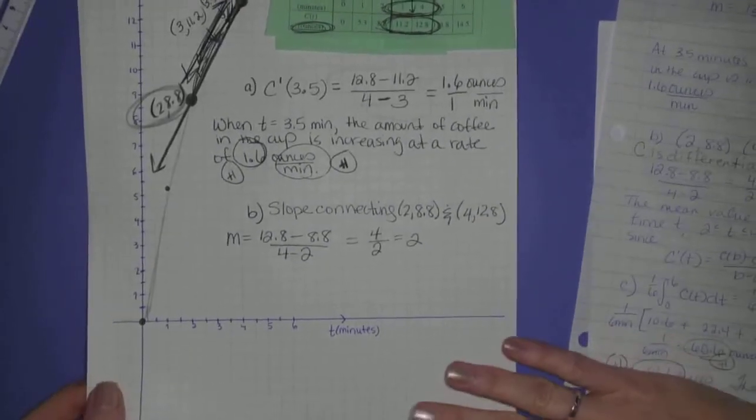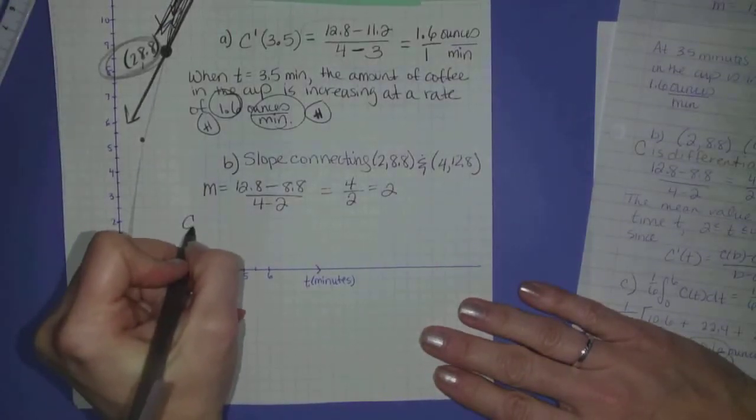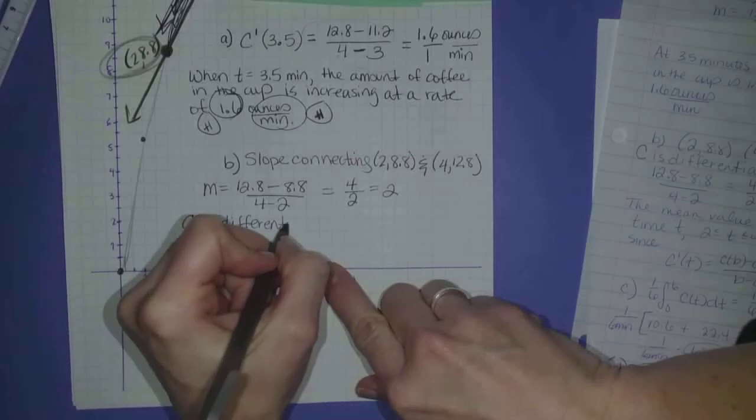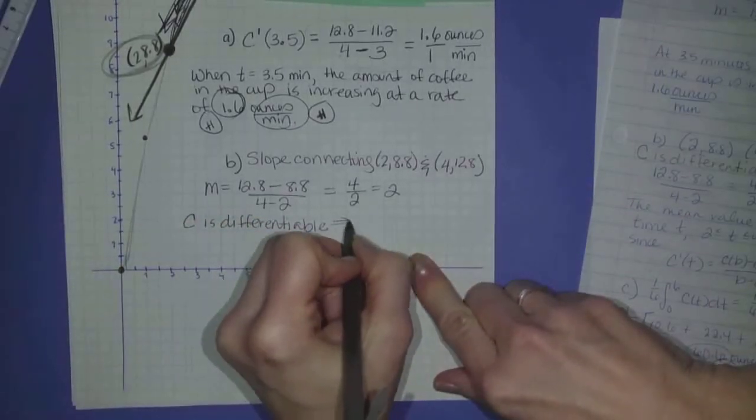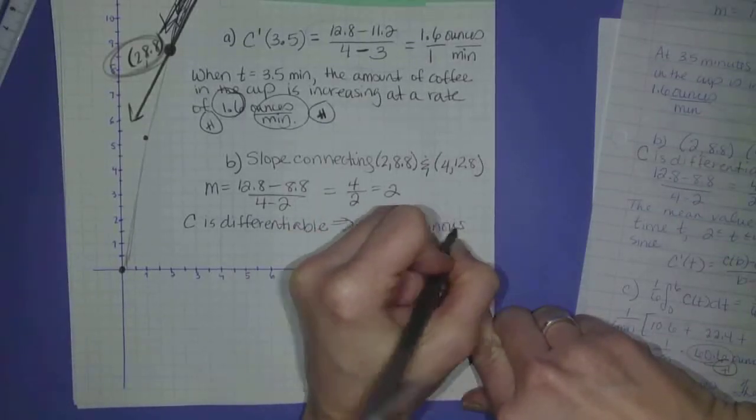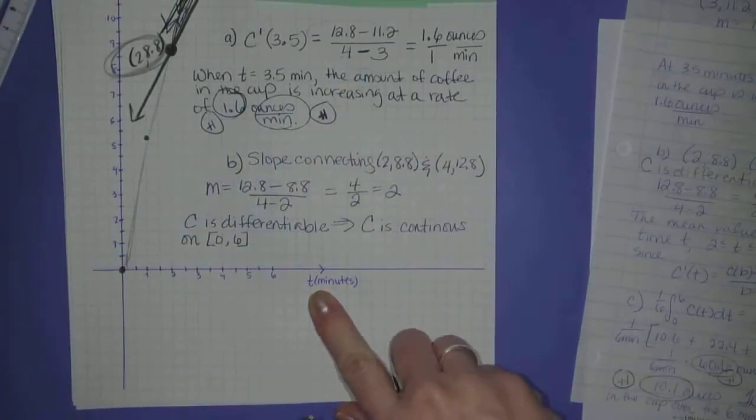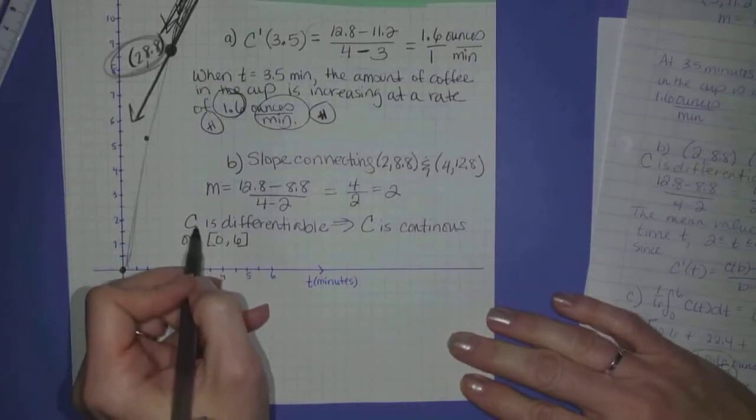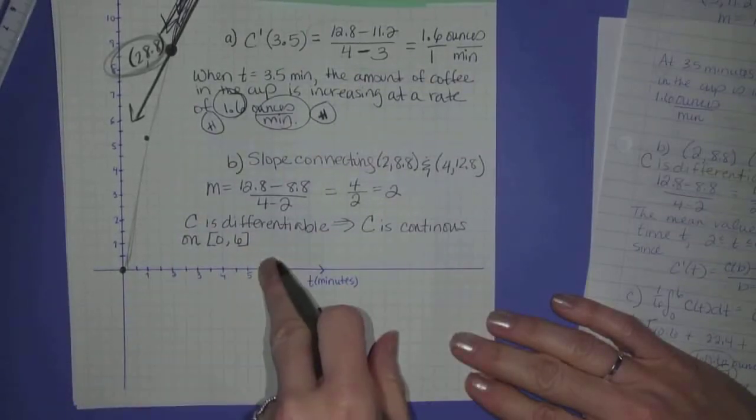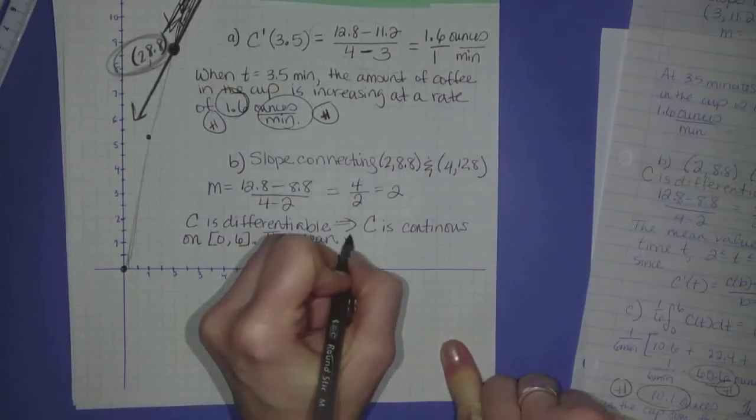So here is my final answer for part B. Ready? I'm going to write it right here. C is differentiable, which implies C is continuous on the closed interval 0 to 6. I'm establishing that, and they told me in the givens that C was differentiable. So I'm establishing differentiability, which implies continuity. The mean, here it is, the mean value theorem.